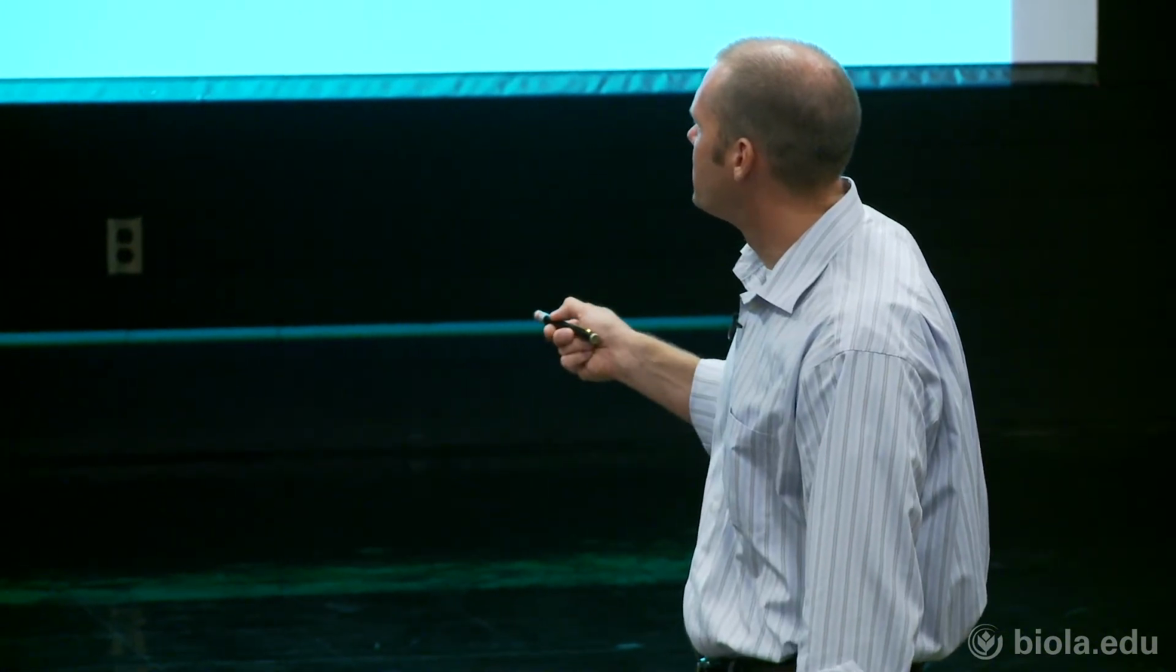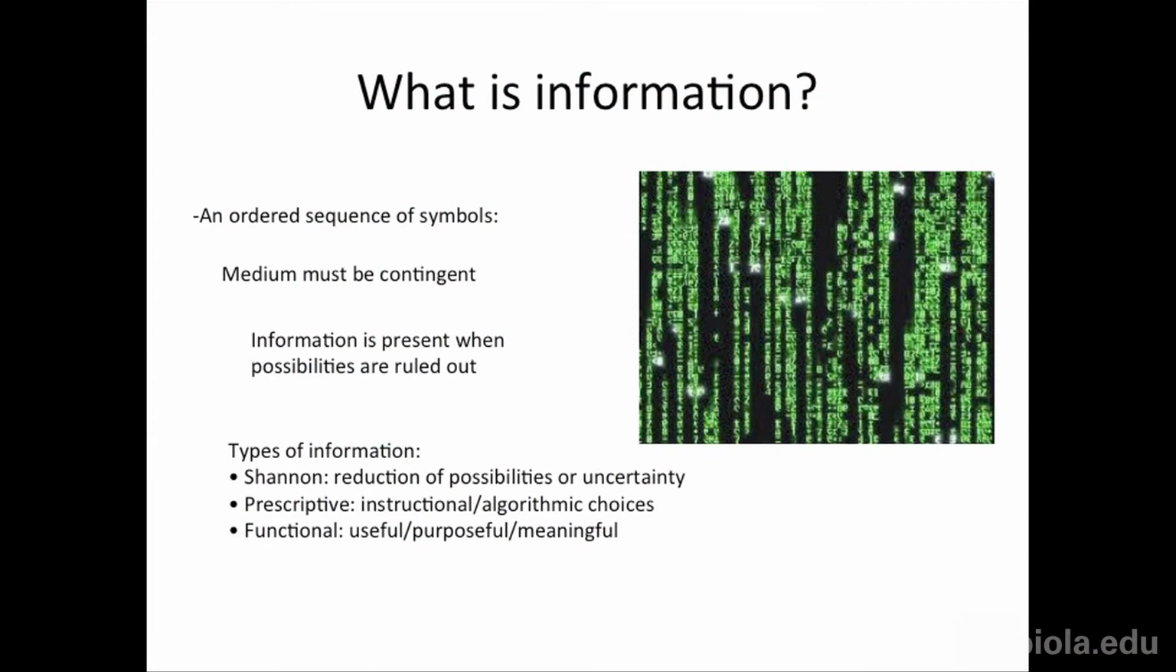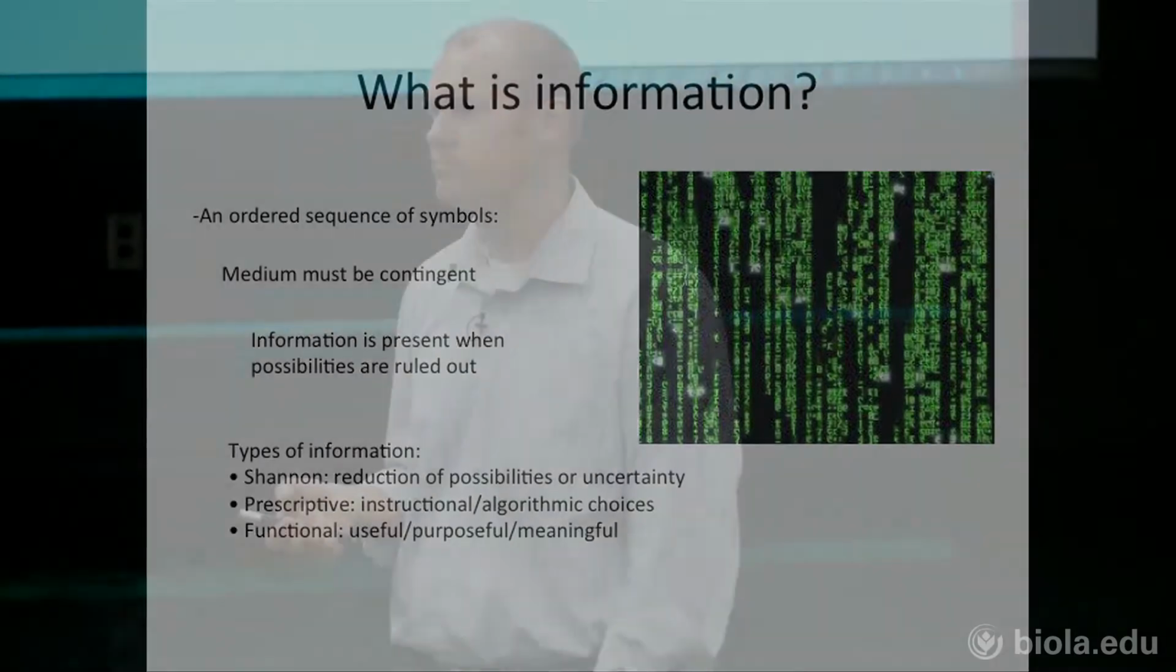The second type of information is prescriptive information. That's instructional information, like algorithms, equations, things that tell you how to do certain things. So if you write mathematical equations, that's communicating information. It's communicating information about what to do, right? A function.